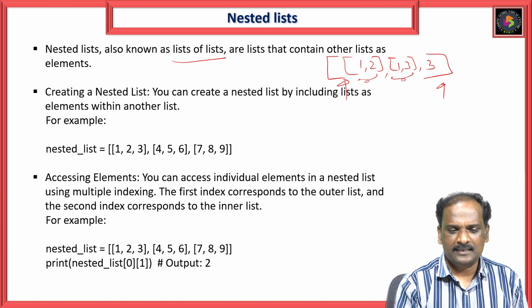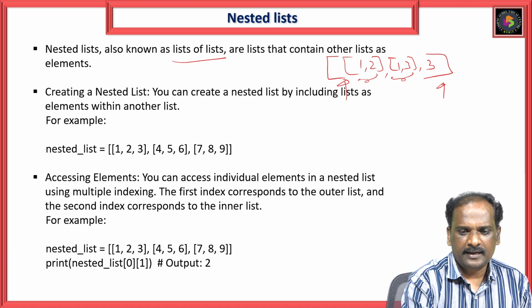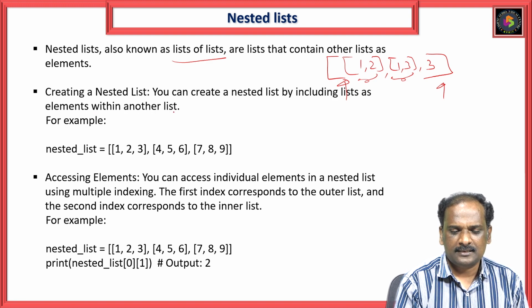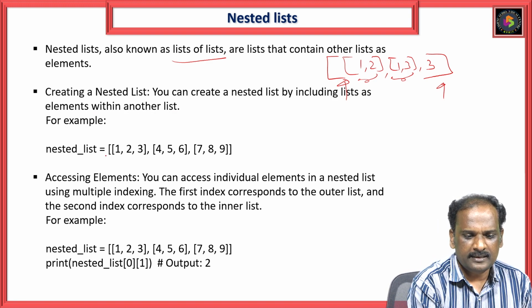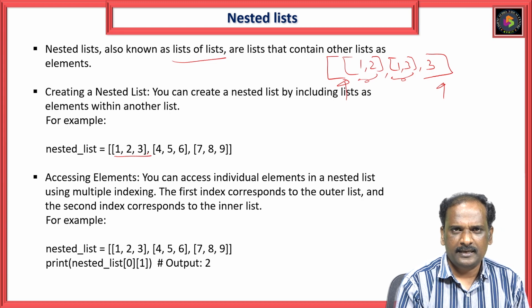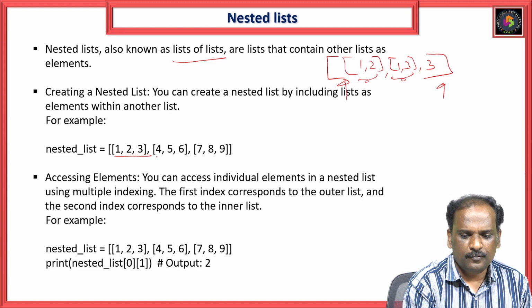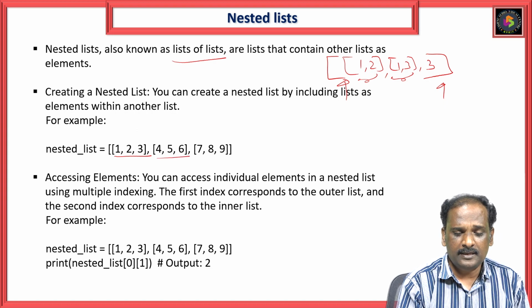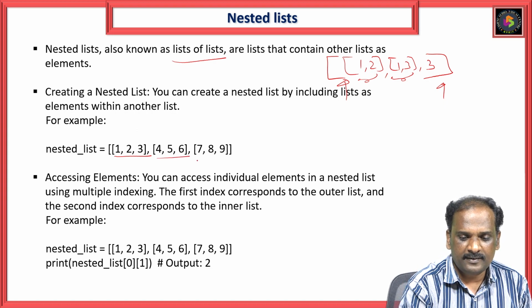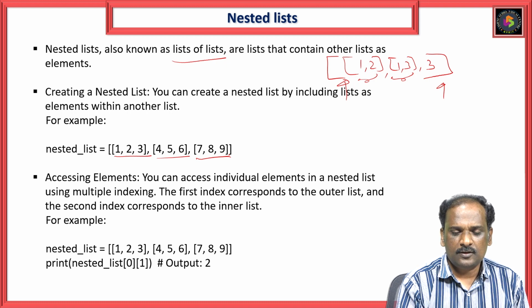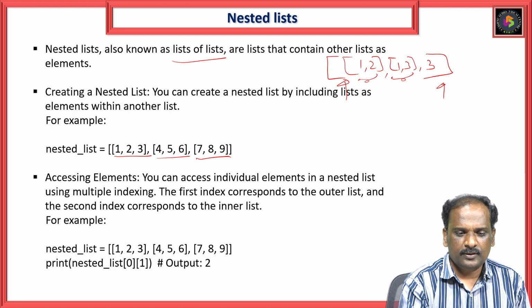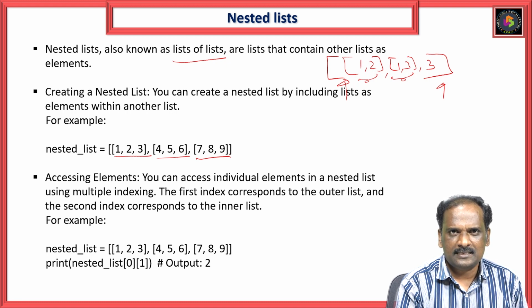How do we create the nested list? You can create the nested list by including a list of elements within another list. So here, 1, 2, 3 is an element of the outer list. Here 4, 5, 6 is another sublist of the outer list. 7, 8, 9 is another sublist of the outer list. So in this way we can create a list inside another list. It's called a nested list.